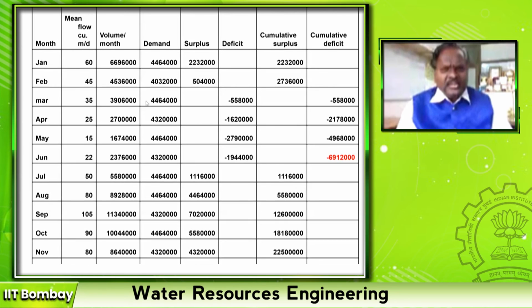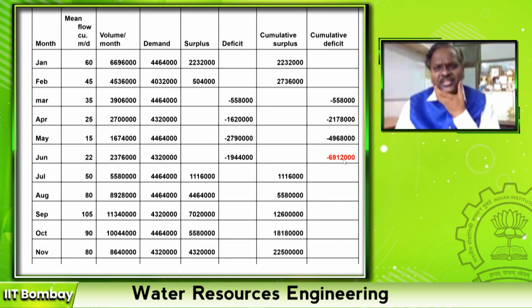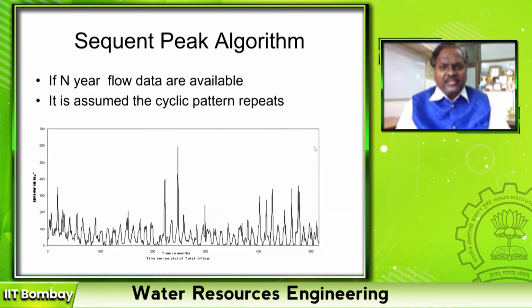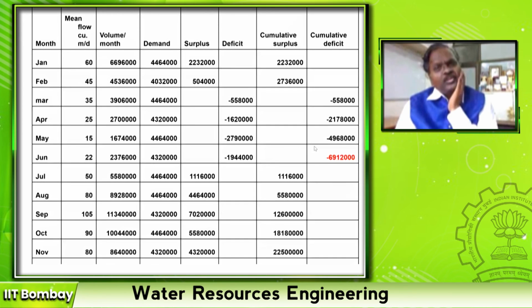So 39 lakhs, whereas demand is 44 lakhs. So the difference is this much volume. Then you estimate the cumulative surplus and the cumulative deficit separately. The maximum of the cumulative deficit is the capacity of the reservoir. This is a tabular method. This has ruled the world for almost several years. Most of the dam capacities are based on this one.